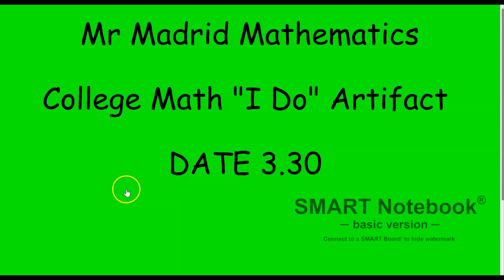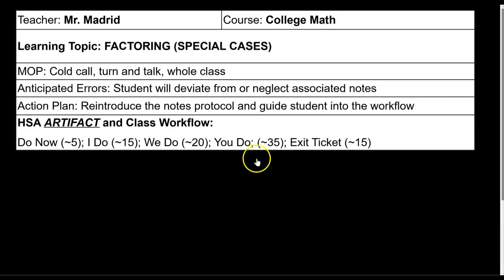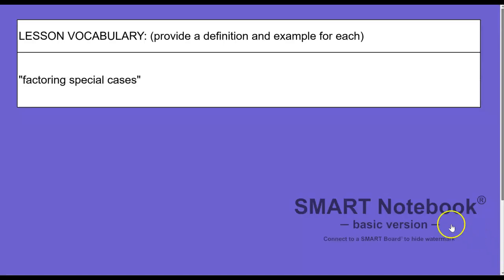All right, Harmony Science Academy college prep students, we got a date of 3:30 for today's lesson. The topic is still factoring special cases. These are still advanced. It's good for you guys to know. We don't have new vocabulary.